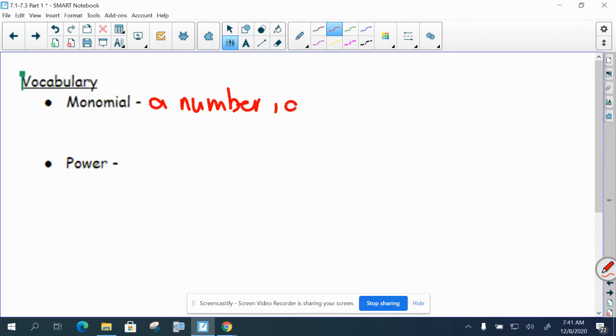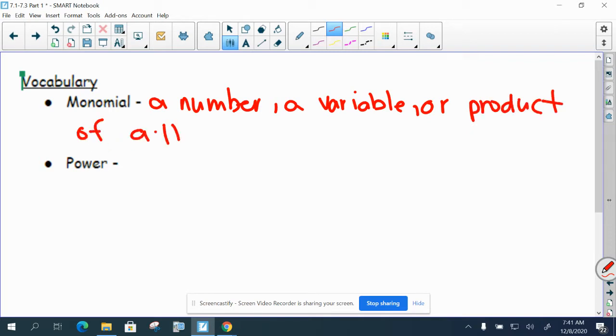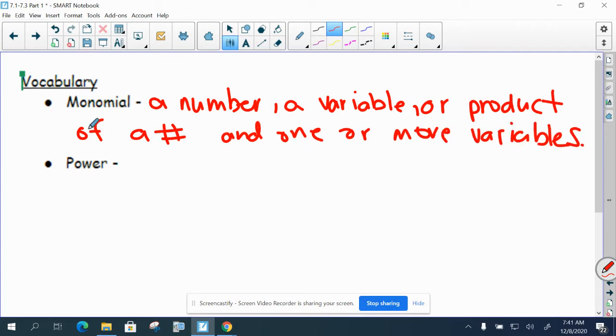It can be a number, a variable, or a product of a number and one or more variables. So mono means one, so it's just one term. That's the shortcut definition: one term.